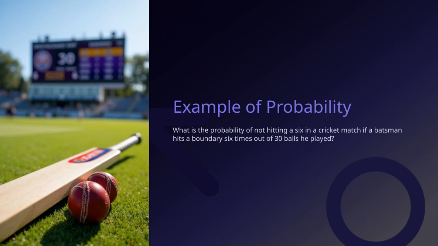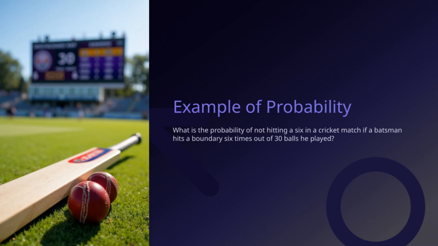So the probability of not hitting a 6 on a single ball would be 1 minus that, which is 1 minus 0.2, giving us 0.8. This means there's an 80% chance that he doesn't hit a 6 with any particular ball. Now, to find out the probability that he doesn't hit a 6 in all 30 balls, we raise this probability to the power of 30. That is 0.8 raised to the 30th power. Calculating this gives us the likelihood that the batsman stays 6-free across all those balls.